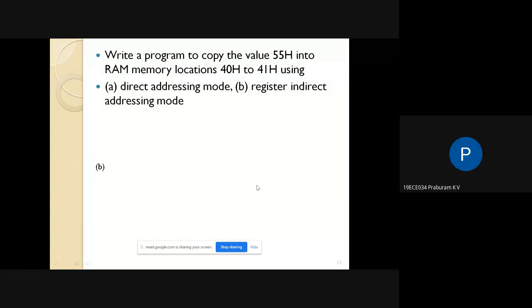Yes, okay. So this is the problem given. Write a program to copy the value of 55H into RAM memory locations 40H to 41H, which means you have to write some immediate data, 55H, into the 40 and 41 memory locations. So this 40, 41 is nothing but your internal RAM memory location. For that, we have to use two types of addressing mode to move this value into 40H and 41H.